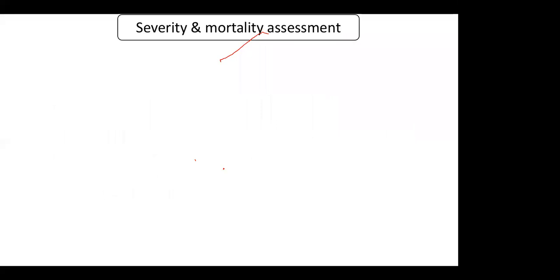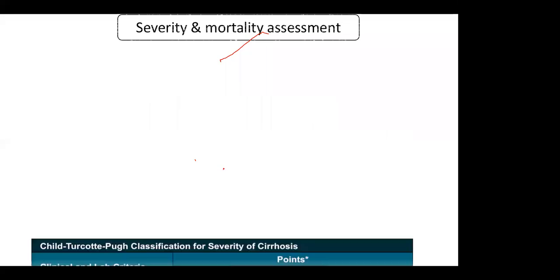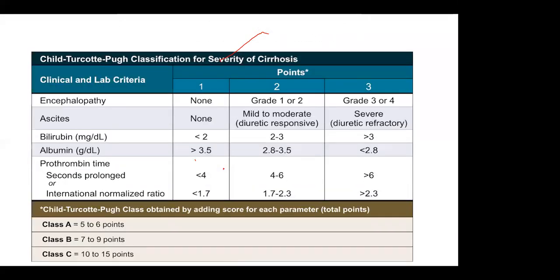So to assess the severity and mortality for all patients with portal hypertension, they developed a lot of scoring systems to assess severity and mortality. I'll mention just two of them. The first one is the Child-Turcotte-Pugh classification, which has 5 clinical and lab criteria: encephalopathy, ascites, bilirubin, albumin, and a bleeding profile, either PT or INR, and scoring is pointed between 1, 2, and 3.